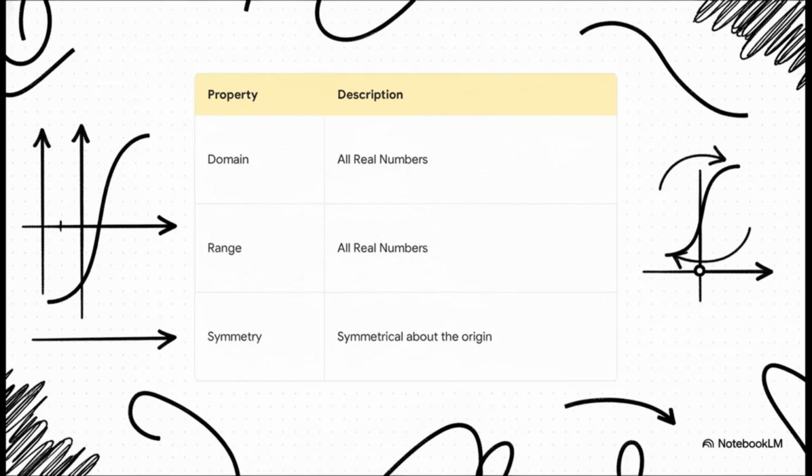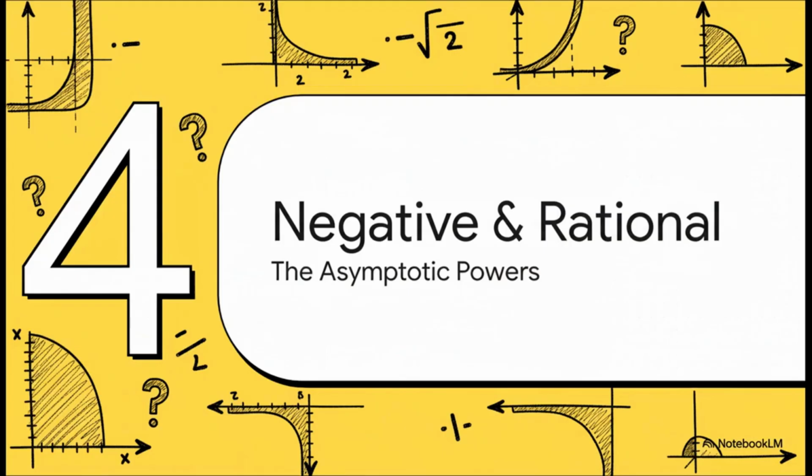And the symmetry has changed. It's not a mirror image across the y-axis anymore. Instead, it's symmetrical about the origin, which is a bit different. It means if you could put a pin in the very center and rotate the whole graph 180 degrees, it would land perfectly on top of itself. Pretty cool.